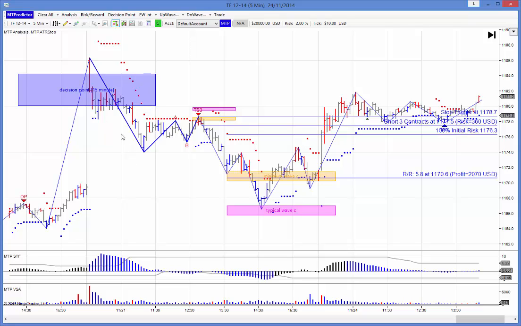Sorry, my mouse has got a bit stuck here. To down, which means that TS3 setup there would now be in the direction of the large degree trend of this 15-minute resistance. Therefore, that would have been a good one to take.